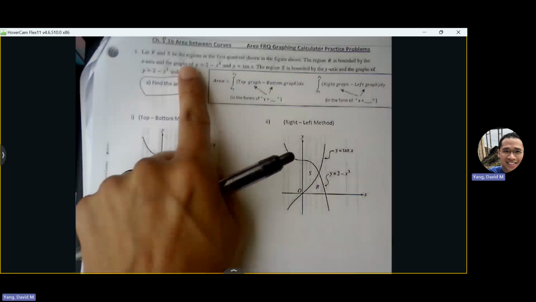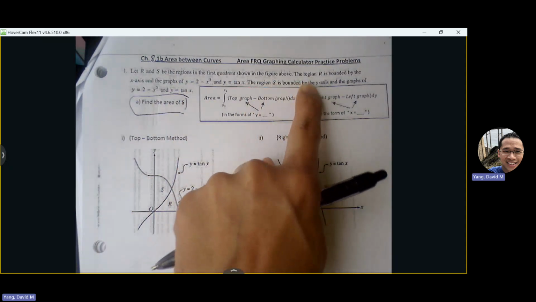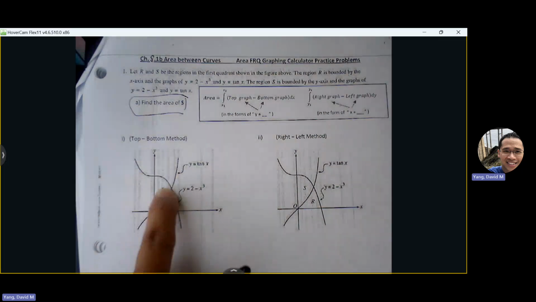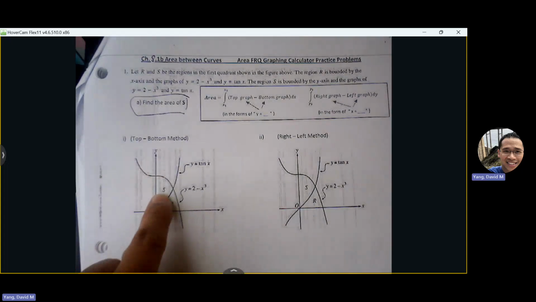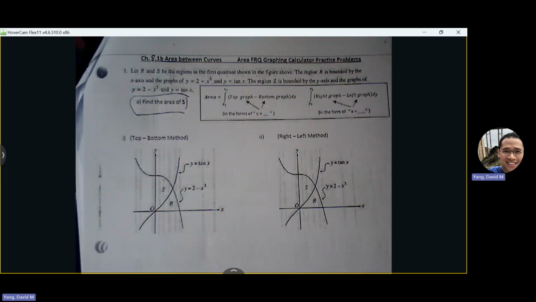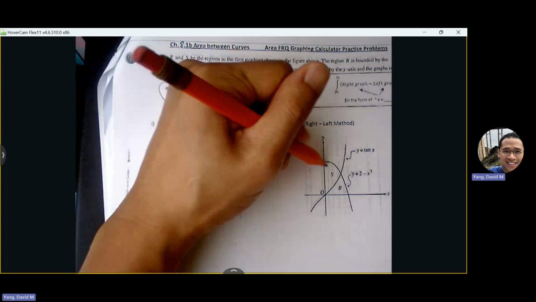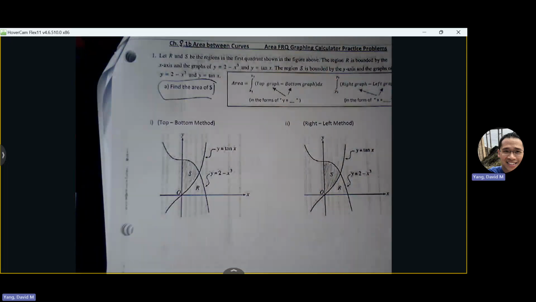Okay, so let R and S be the regions in the first quadrant in the figure shown. Region R is bounded by the x-axis and the curve 2 minus x cubed, and y equals tangent of x. Region S is bounded by the y-axis and also 2 minus x cubed and tangent of x. So for 1 and 2, we're just going to focus on region S. Sorry about the printout here, but if you can just highlight S so we remind ourselves that we're just looking for S in the top half of our problem.